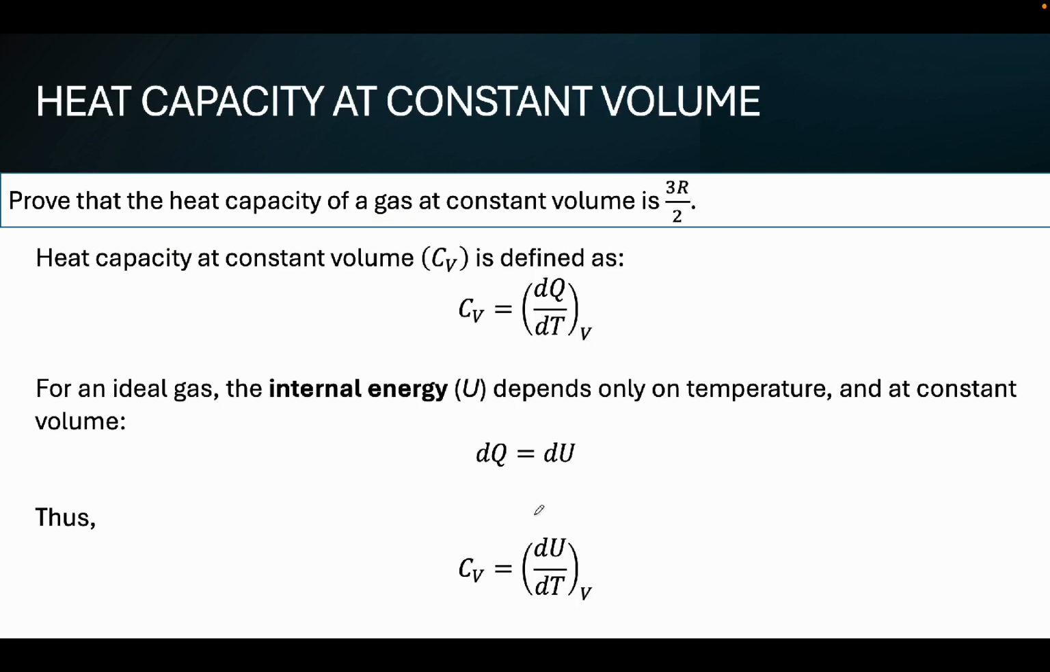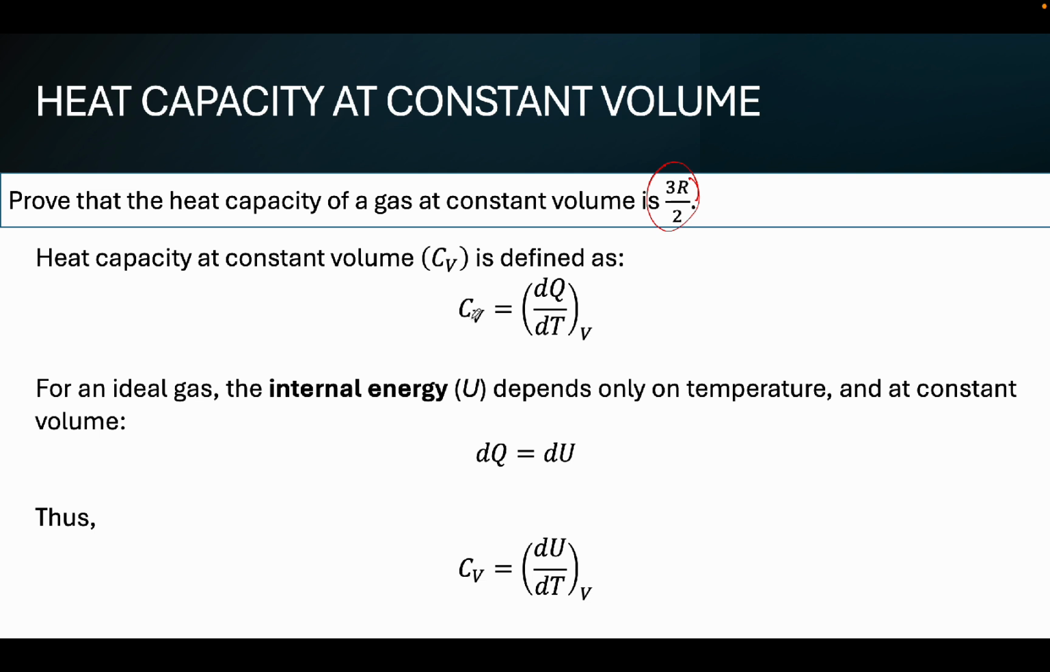Now, the next one is to prove that the heat capacity at constant volume is equal to 3R over 2, or 3 over 2 times R. Now, let's define first, or before we prove that the heat capacity of a gas at constant volume is equal to 3R over 2, let's define first the heat capacity at constant volume.